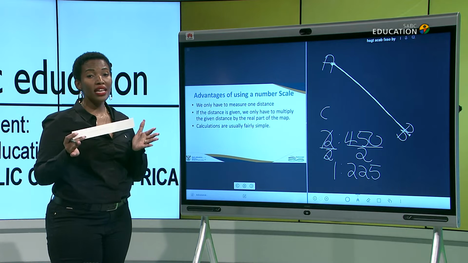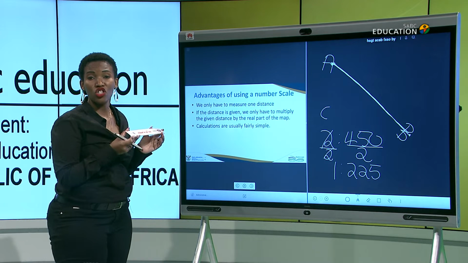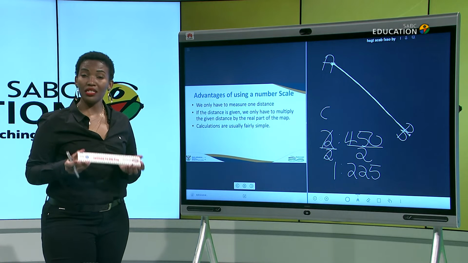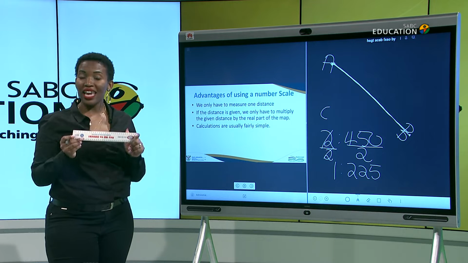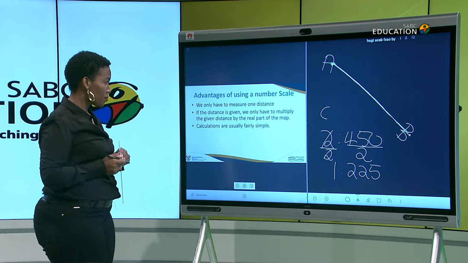But I hope you learners realize the importance of a ruler when it comes to this section of scale, that a ruler is as important as your calculator. That means that you can no longer go into an exam room without a ruler, and a proper ruler with all the numbers visible on it.